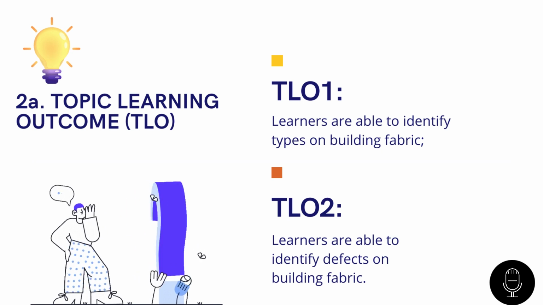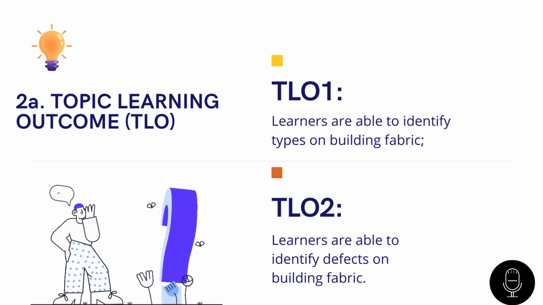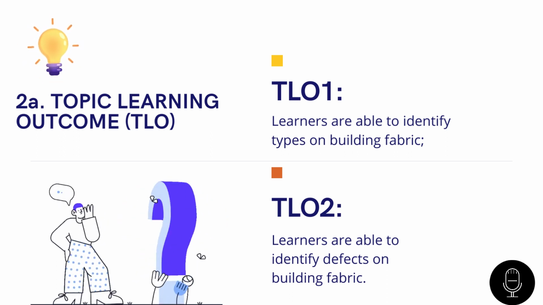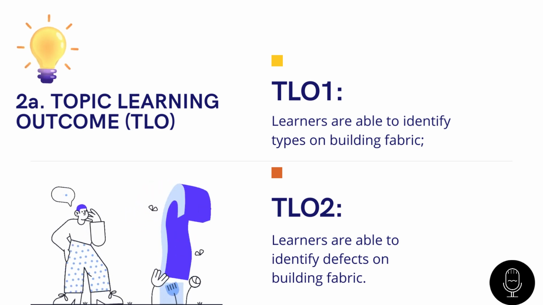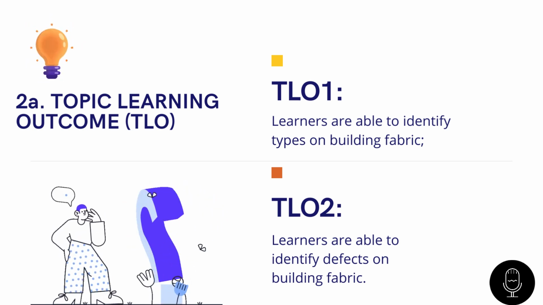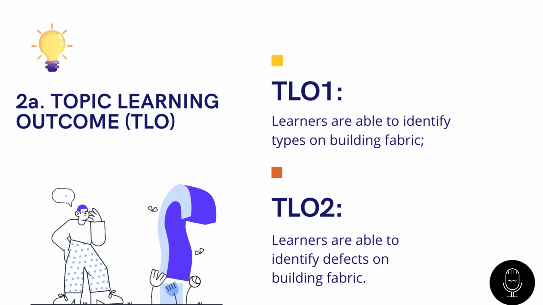Let's move to the next slide, which is Topic Learning Outcome or TLO. At the end of the class, students or learners are able to identify the types of building fabric. This is TLO number 1. For TLO number 2, students or learners are able to identify defects on the building fabric.